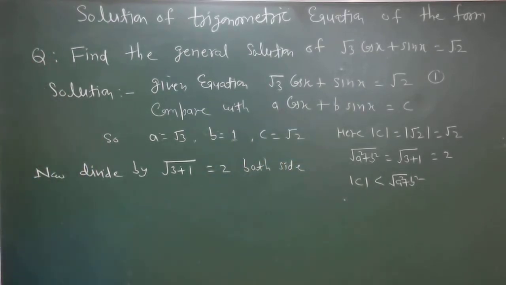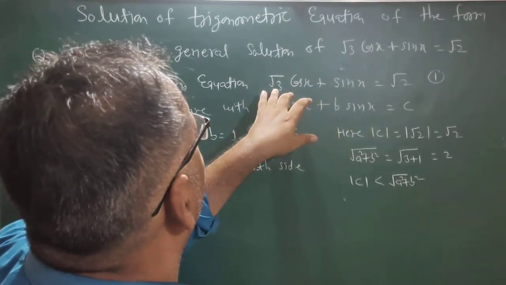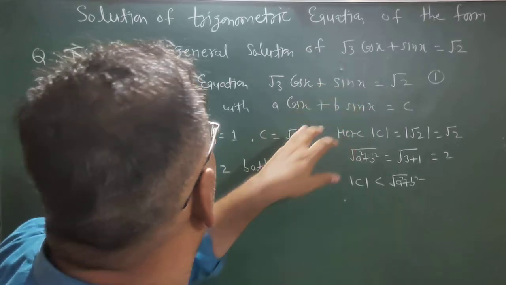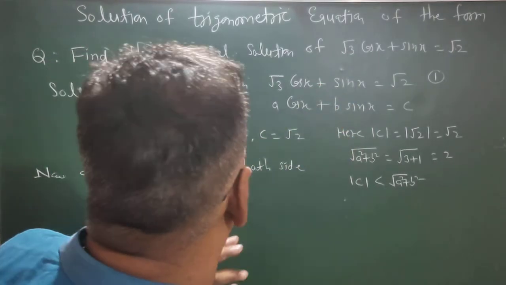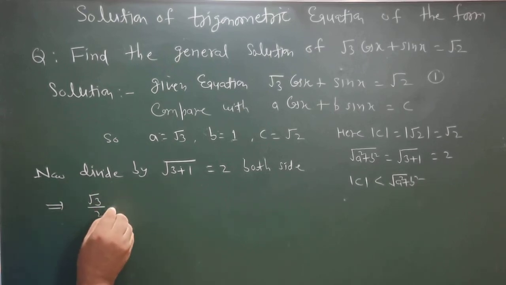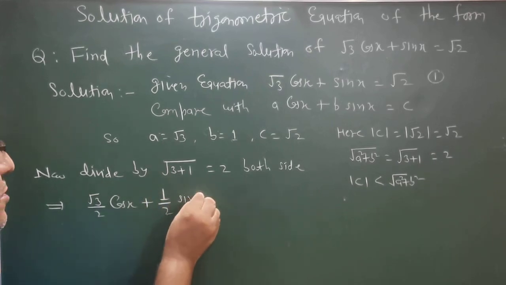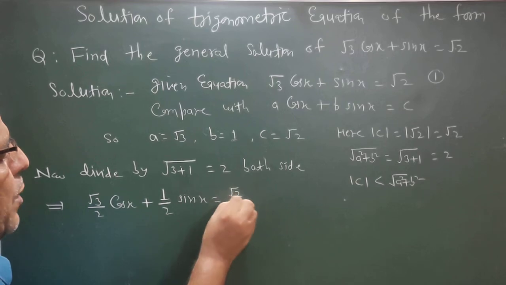We start by dividing the whole equation, left hand side and right hand side, with the value of under root of a square plus b square. The value of a is root 3, the value of b is 1. So divide by 2 both sides. So now we have root 3 by 2 cos x plus 1 by 2 sin x equal to root 2 upon 2.